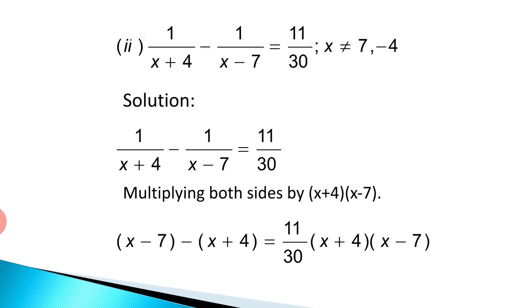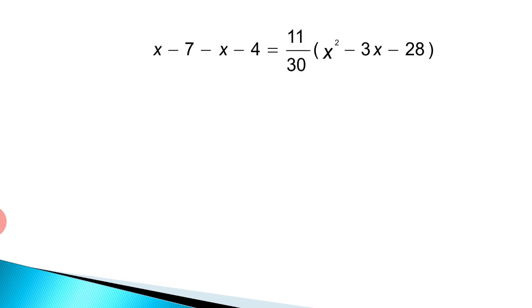So now let us simplify it further. We first open the bracket. So here we get x minus 7 minus x minus 4, bracket is opened with negative sign, so it will become minus x and minus 4 is equal to 11 upon 30. Then the product is done. It is x square minus 3x minus 28. So here you will find x and minus x will cancel. So it will be minus 7 minus 4, that is minus 11, is equal to 11 upon 30 into x square minus 3x minus 28.